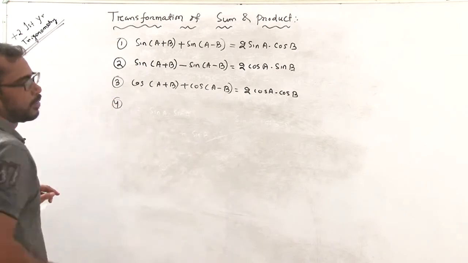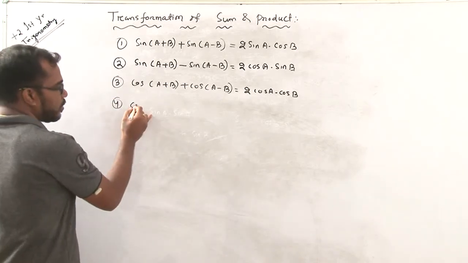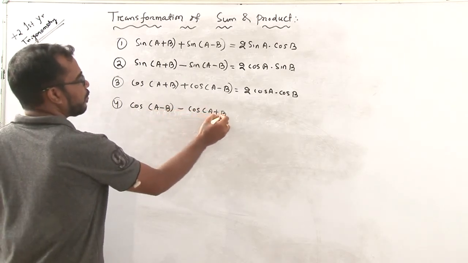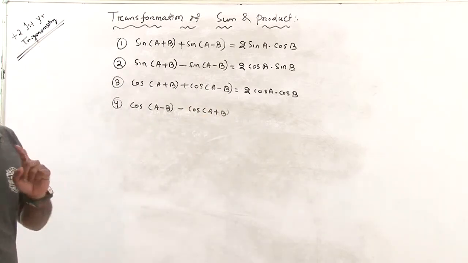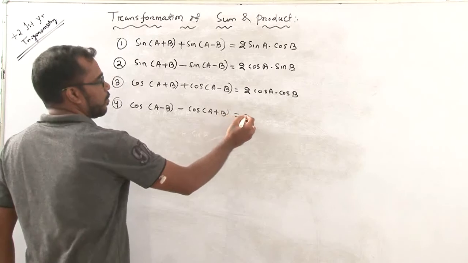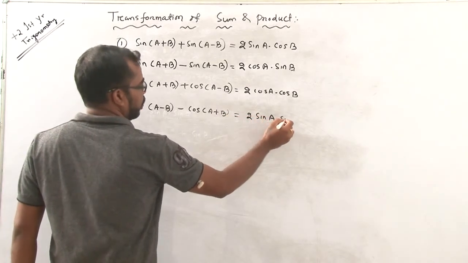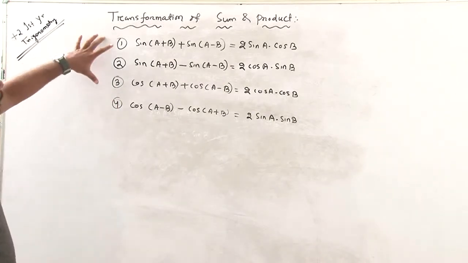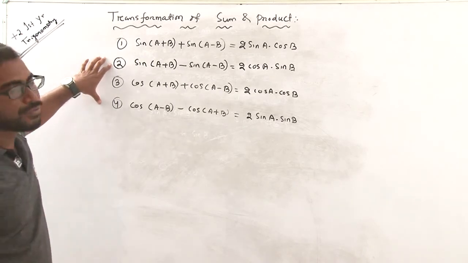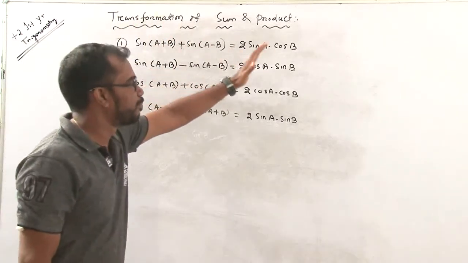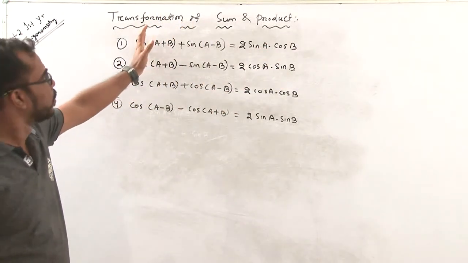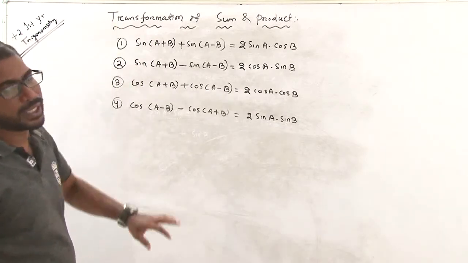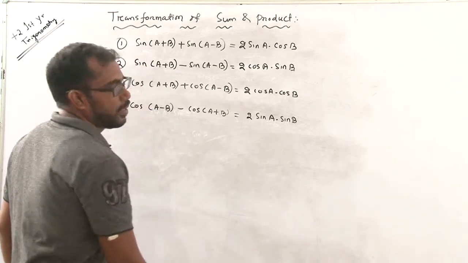And the fourth formula is cos(A − B) minus cos(A + B). If we write the negative first and then the positive, we get the result in positive form. So here we can write 2 sin A sin B. So these are the four formulas that transform a sum into a product, or a product into addition and subtraction.